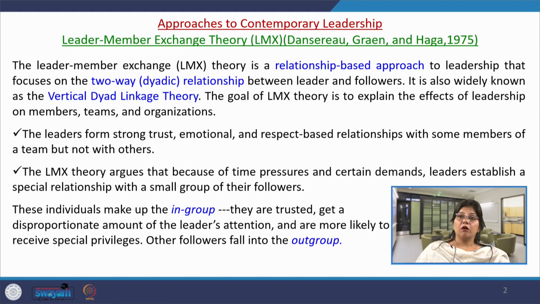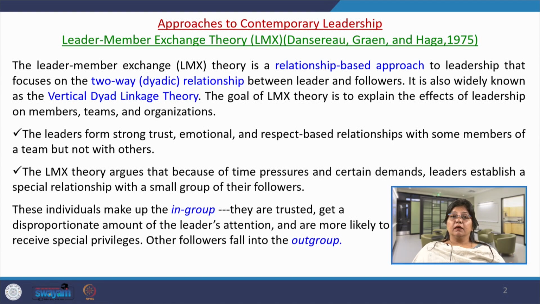Now, this relationship is not that simple, it is some kind of formal and informal relationship established between the leader and the follower. When we talk about this leadership style, it is also known as the two-way or the dialectic relationship, that is, two-way means leader and the follower, to and fro. That is why it is a dyadic relationship. It is also widely known as the vertical dyad linkage theory, and the goal of this theory is to explain the effects of leadership on members, teams and organizations, but that effect is just because of the quality of relationship that a leader maintains with the follower. So, this is the most important feature of LMX theory, which is completely based on relationship orientation and how that relationship orientation impacts or influences its followers.